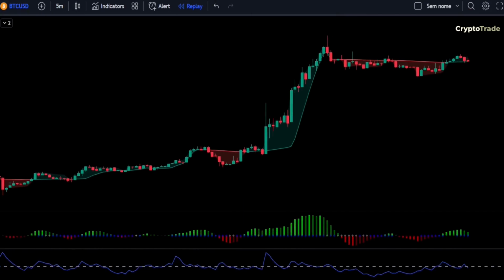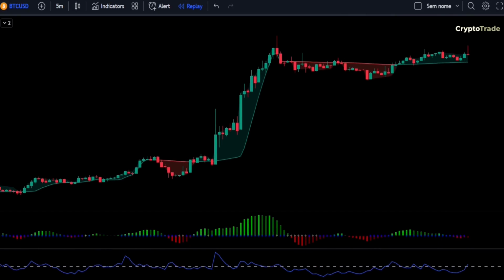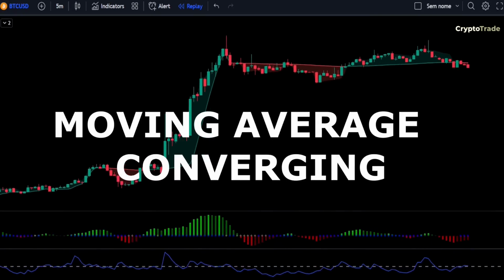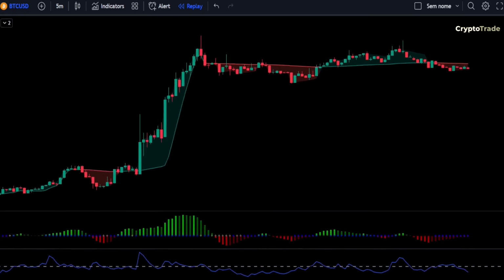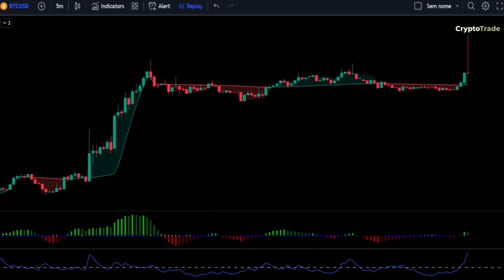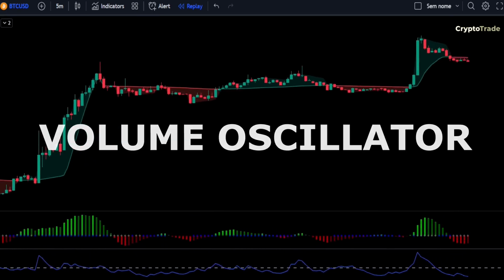Thanks to these very smart indicators, you can follow the market trend and find high probability trade entries to maximize profits. I will use the Moving Average Converging indicator to provide the trend direction. I will use the Squeeze Momentum indicator to show the entry point of the operation. I will use the Volume Oscillator to confirm if the market is volatile enough at that particular moment.